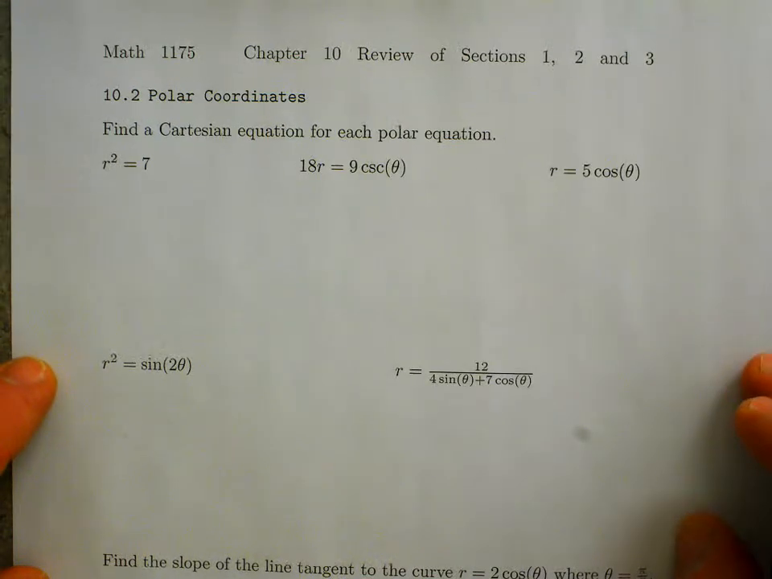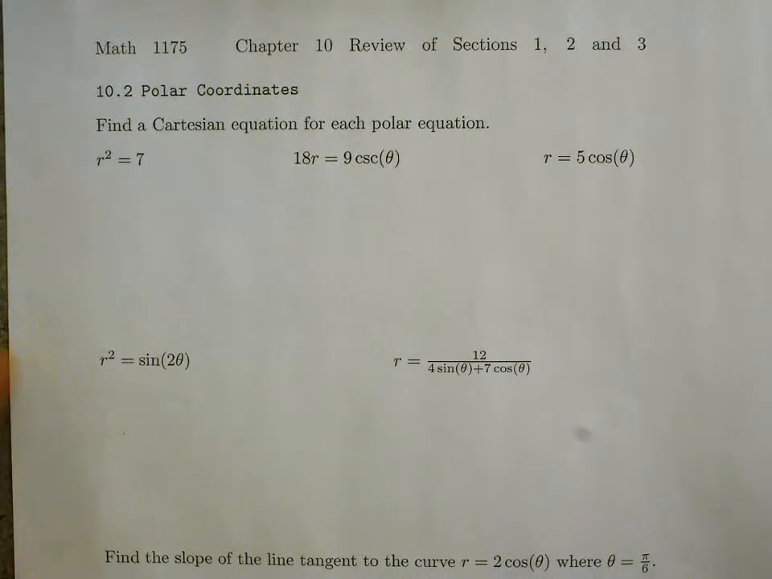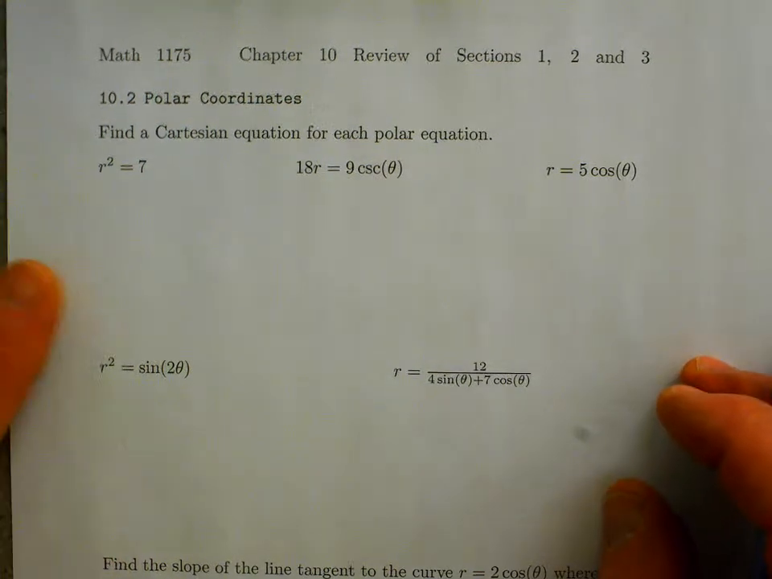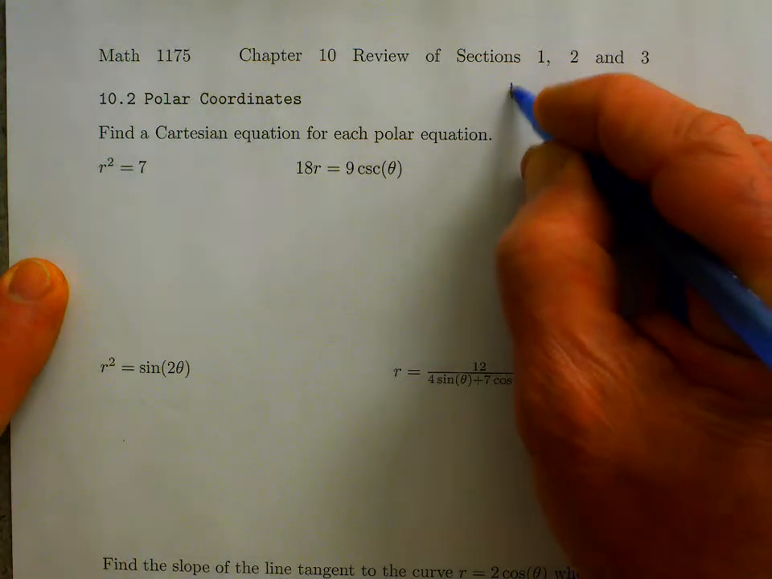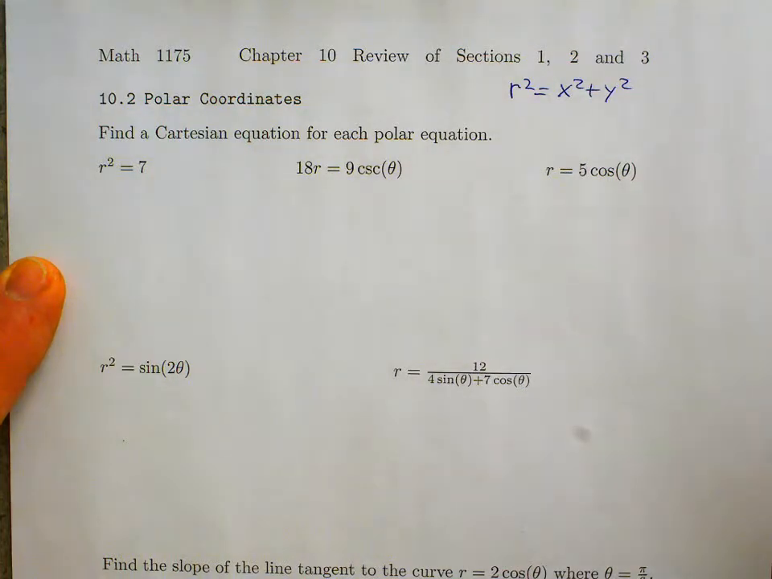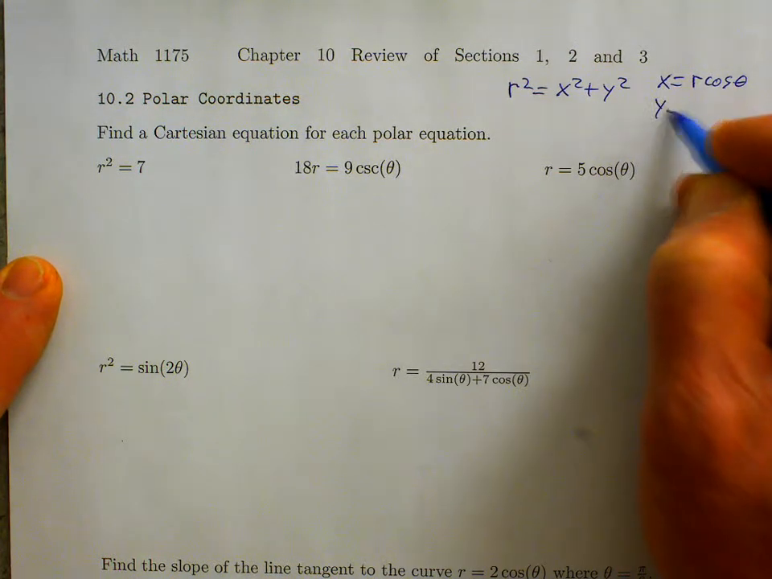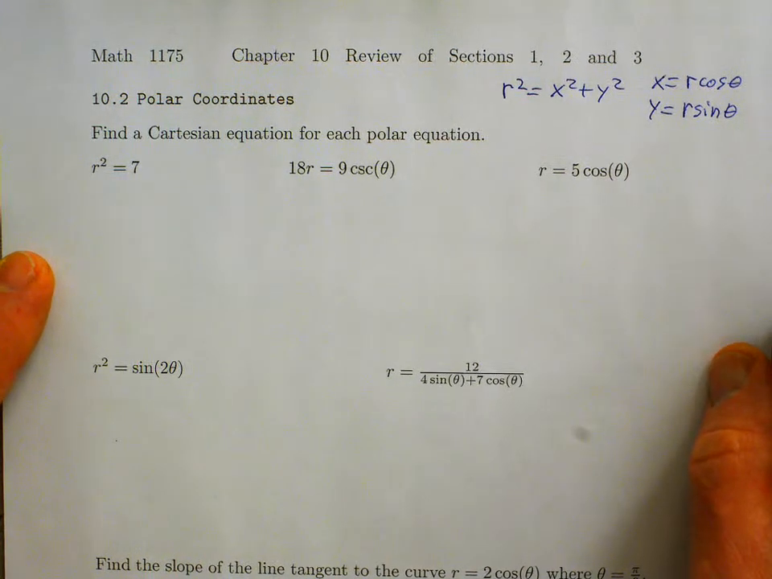Okay, we'll look at some review problems from 10.2. This first part, find a Cartesian equation for each polar equation. So up here I can write the basic equations to remember. r squared is x squared plus y squared, where x is r times cosine of theta, and y is r times sine of theta.